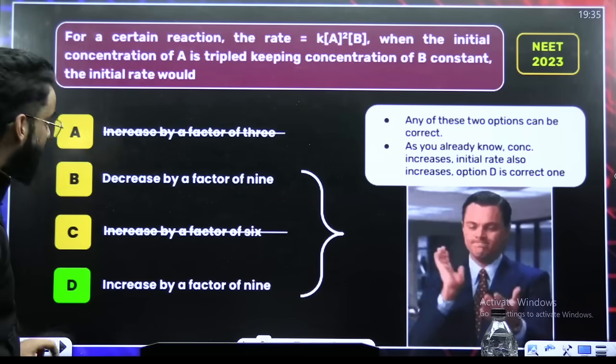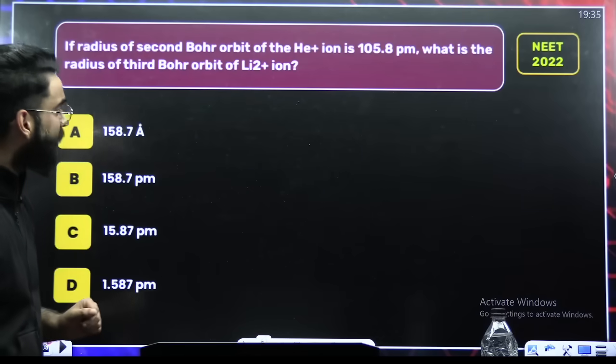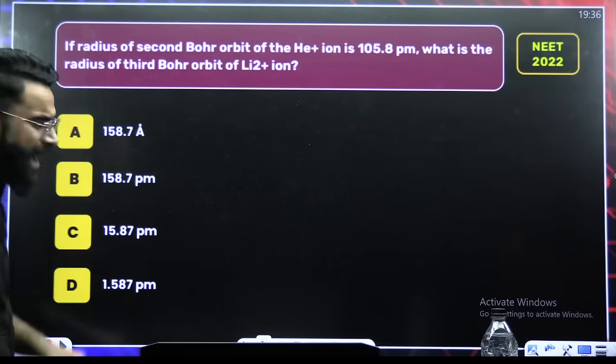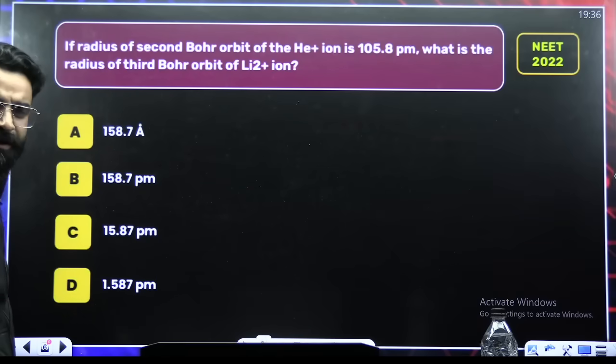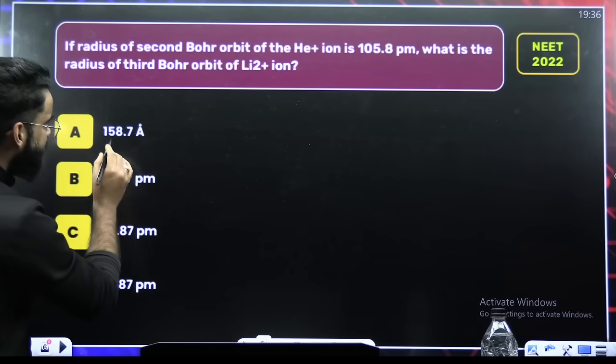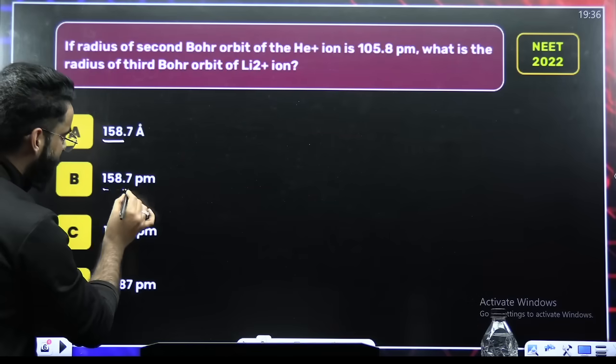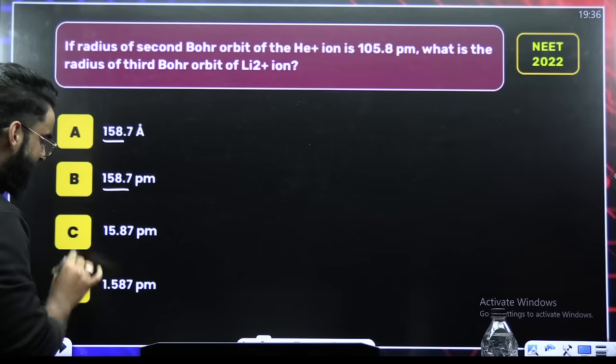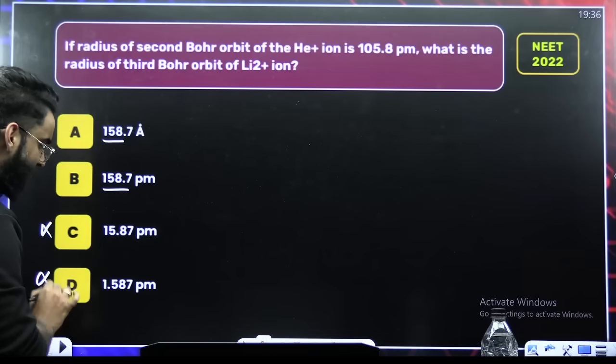Okay. For example, look at this one. I am not reading the question at all. I'm just looking at the options. Which are the common options do you see? 158.7, right? This is common. Perfect. So I'm not going to go with C. I'm not going to go with D.